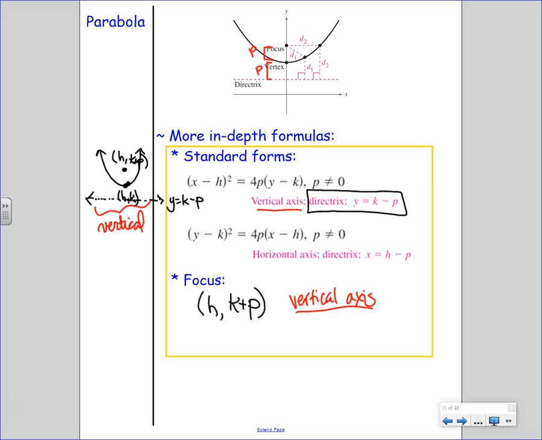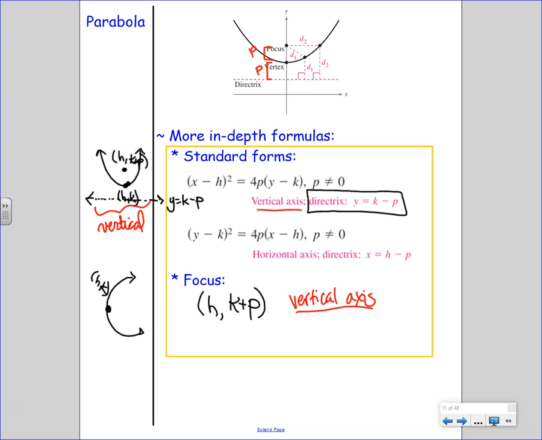Okay, now let's move on to the other guy. What if we have a horizontal axis example? What if we have one that's facing the right? You guys already told me, just see if you remember. Well, hold on, pause. Vertex, he's still going to be h, k. Where's the focus for this guy?